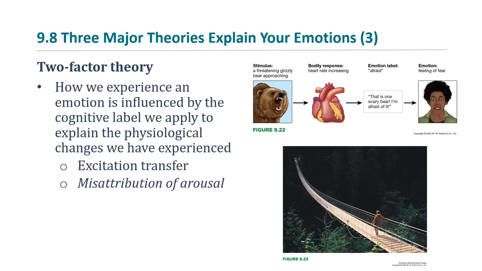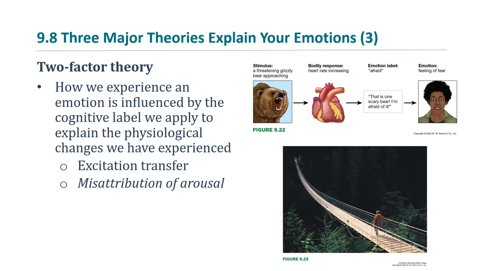The third theory is a fair bit more recent. This is the Schachter and Singer two-factor theory from 1962. I do want you to know the names. Schachter, S-C-H-A-C-H-T-E-R, and Singer. It's just spelled like the word singer. Anyway, they came up with the two-factor theory, once again, 1962.